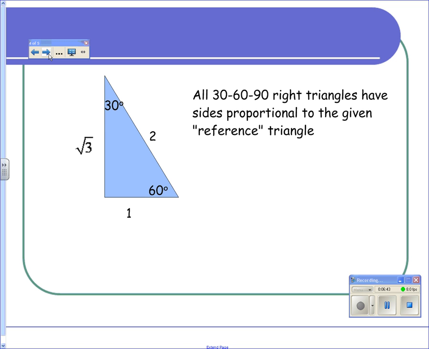Normally when you have a right triangle, what do you use to find the side lengths? Pythagorean theorem. But now you're going to be using proportions. This is only true for 30, 60, 90 triangles.